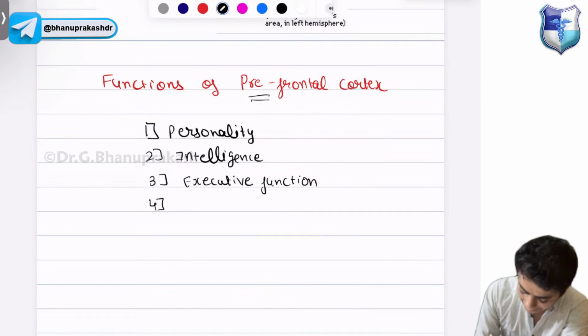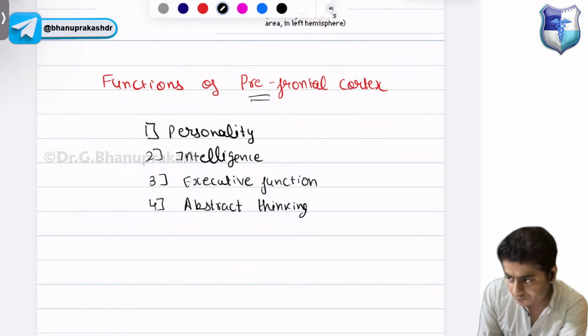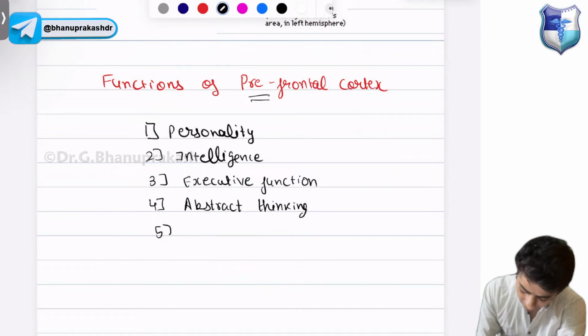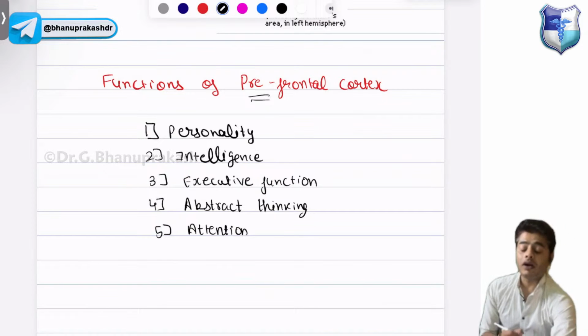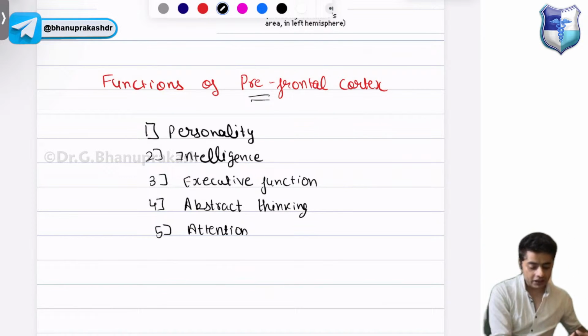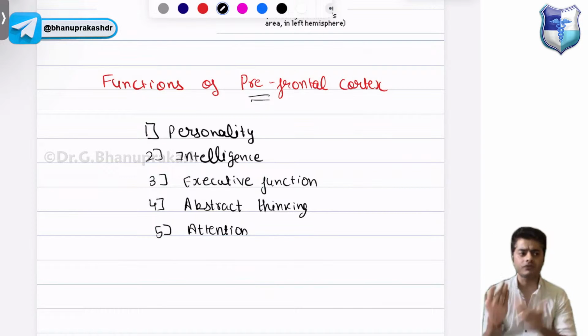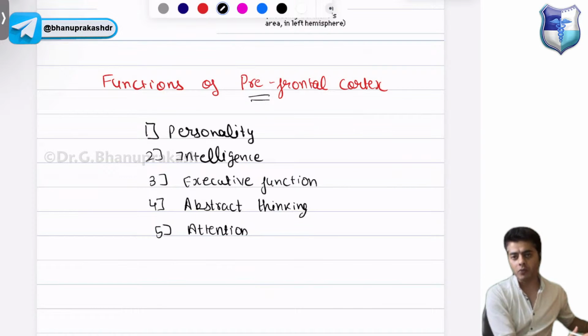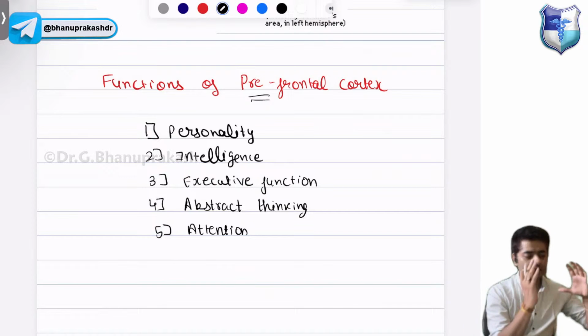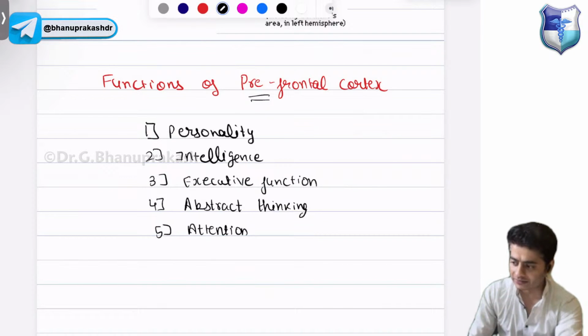Fourth is your abstract thinking. Then is your attention. What do you understand by attention? How much you are focused. How much you are focused if you are studying, or suppose you are playing cricket, or how much you are focused if you are doing goalkeeping at the time of a football match. So how much focused you are when you are doing a particular task. Attention is also decided by your prefrontal cortex.